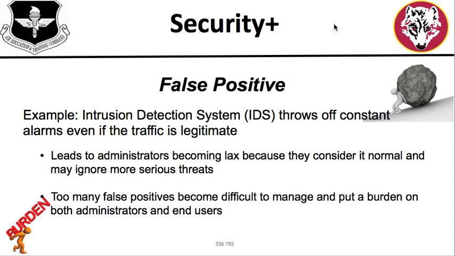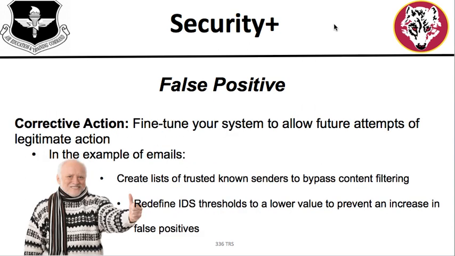Also, too many false positives become difficult to manage and put a burden on both the administrators and the end users. We can avoid or minimize false positives by performing corrective action. You can fine-tune your system to allow future attempts of legitimate action. You can create lists of trusted, known senders to bypass content filtering and redefine IDS thresholds to a lower value to prevent an increase in false positives.